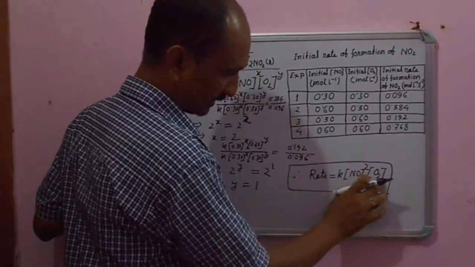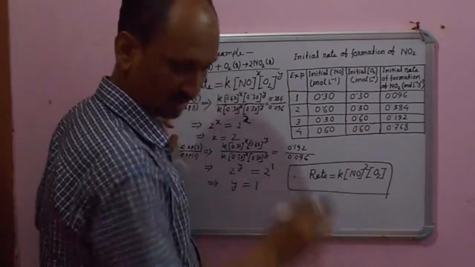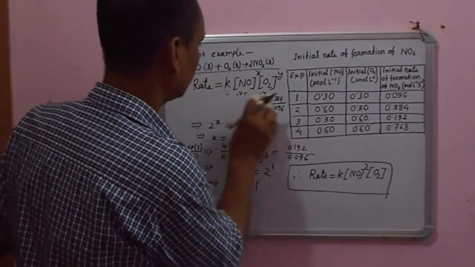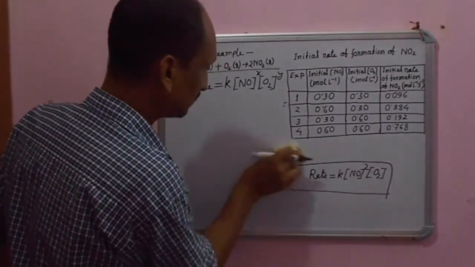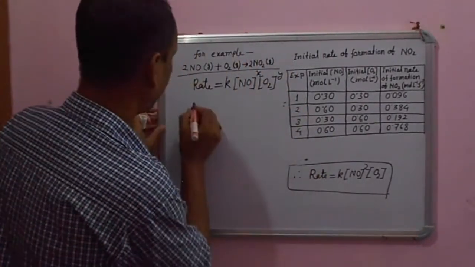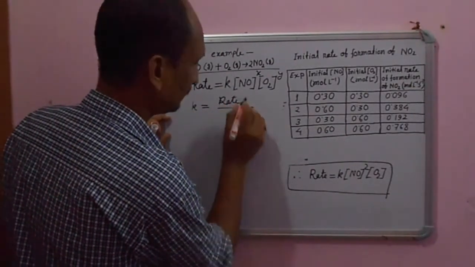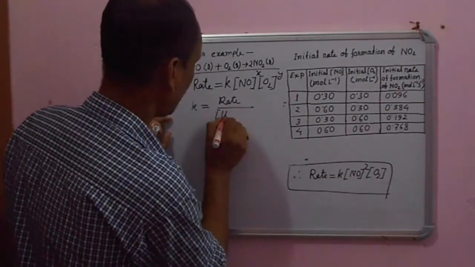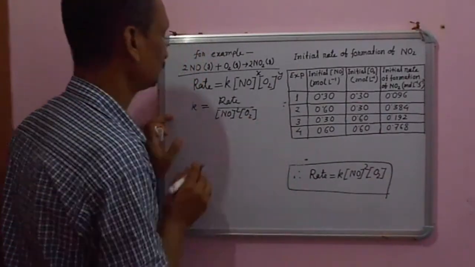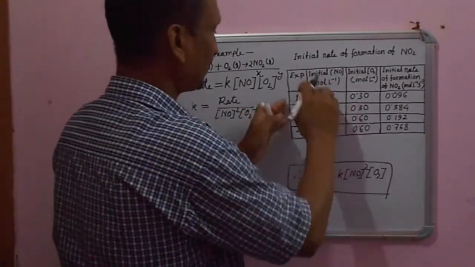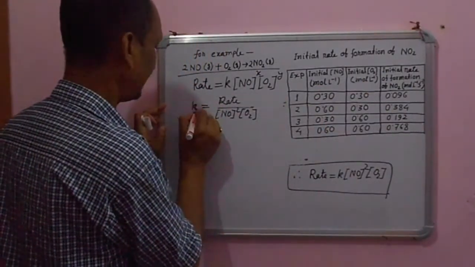Now once we get the rate law, from the rate law you can easily determine the rate constant. So how, see here, the rate constant K will be equal to rate divided by concentration of NO squared, concentration of O2. So from any experiment here, if we put the value, then easily you can determine the rate constant.